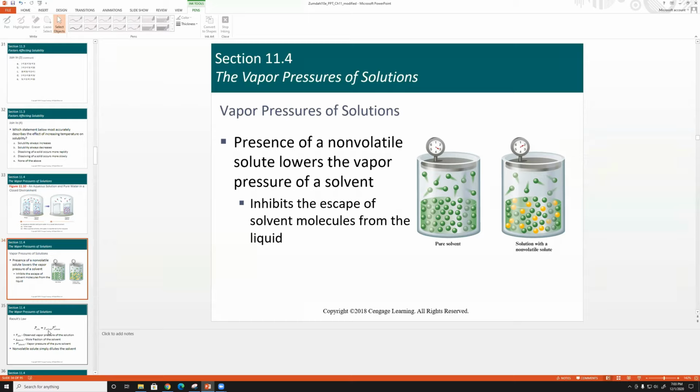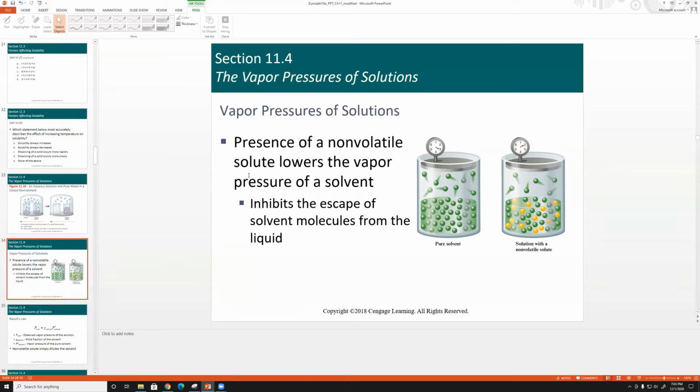If you have a liter of it and you leave it outside or in a room, half of it will be vaporized in maybe 20 minutes. So if you add it to water, that will stop the vaporization from happening. Or if you add it to another substance, that'll stop it from happening. So that's the idea of vapor pressures.